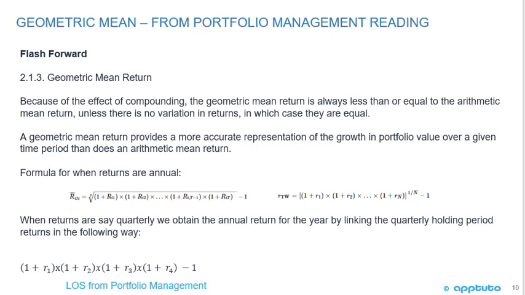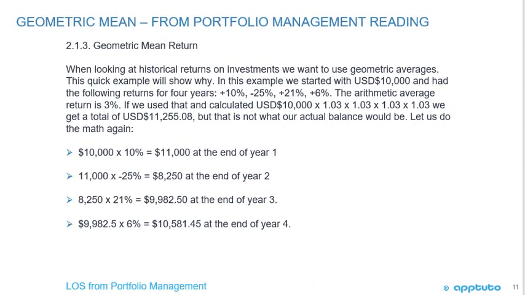So here I've just included the formula for when the returns are annual, how to calculate the geometric mean. And when returns are, say, quarterly, we obtain the annual return for the year by linking the quarterly holding period returns by compounding them. And we've seen that already in a previous LOS. So this is just a little example to highlight the importance of the geometric mean return.